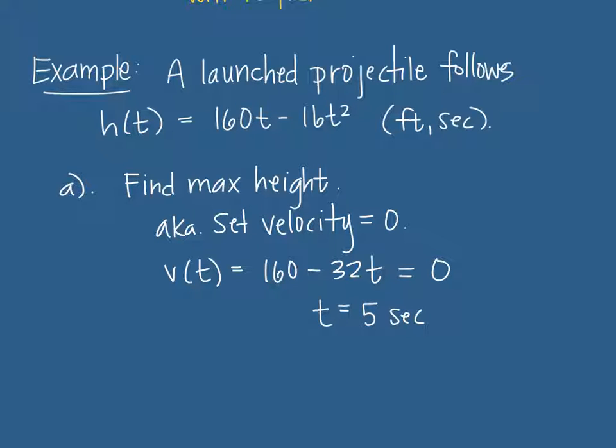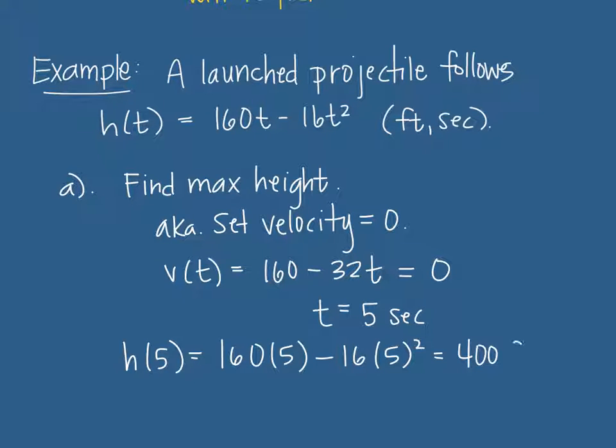But does that answer the question? No. The question is, find the maximum height. I found the time at which the maximum height happens, but I haven't found the maximum height yet. So what do I have to do with my 5 seconds? Plug it back into the height equation. So go back to h of 5: 160 times 5 minus 16 times 5 squared. That works out to be 400, and that's going to be in feet.